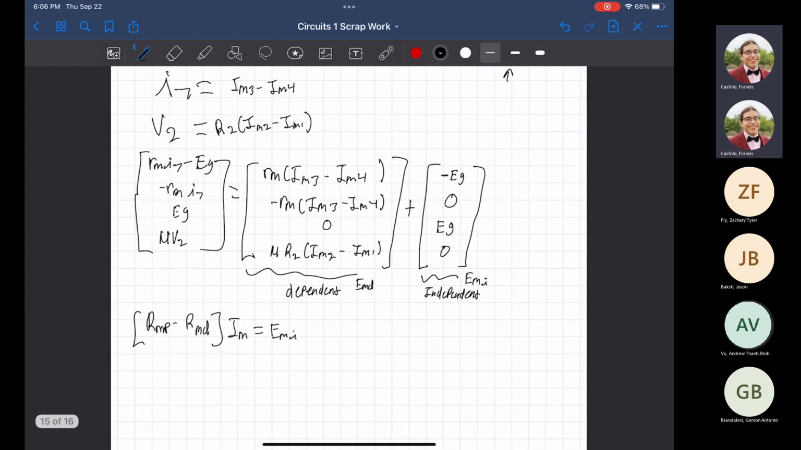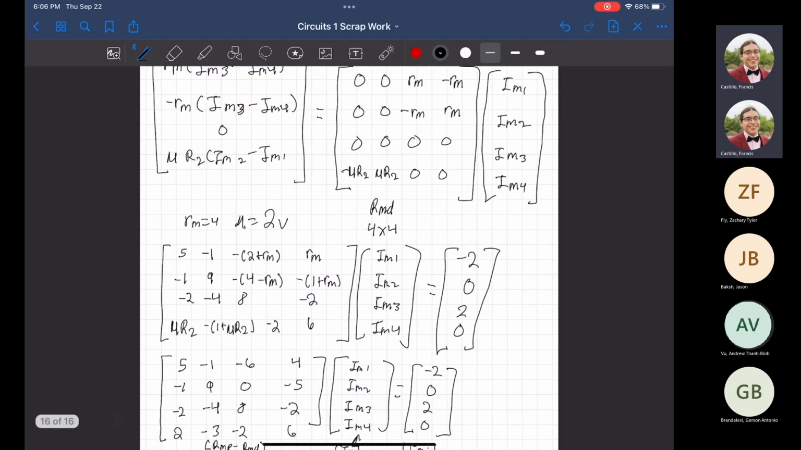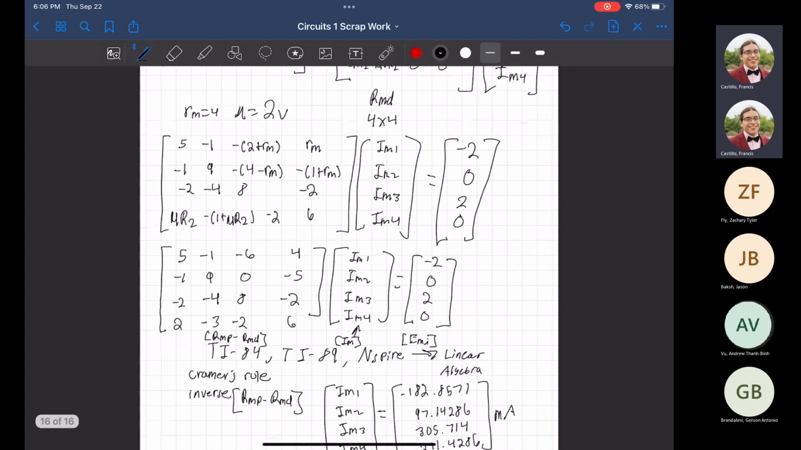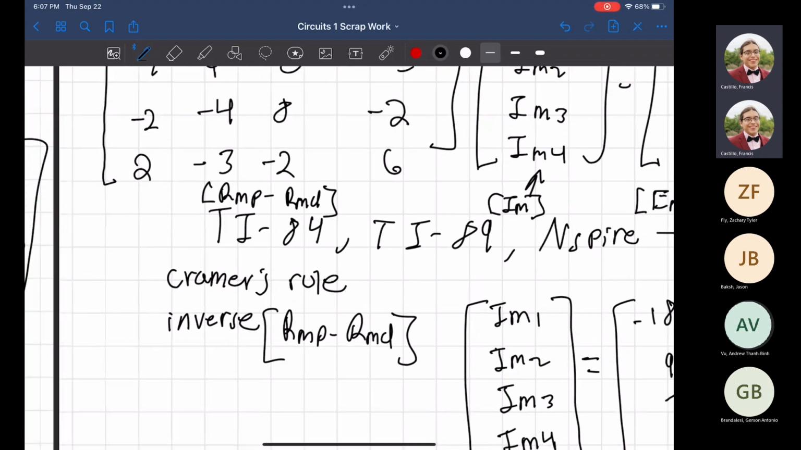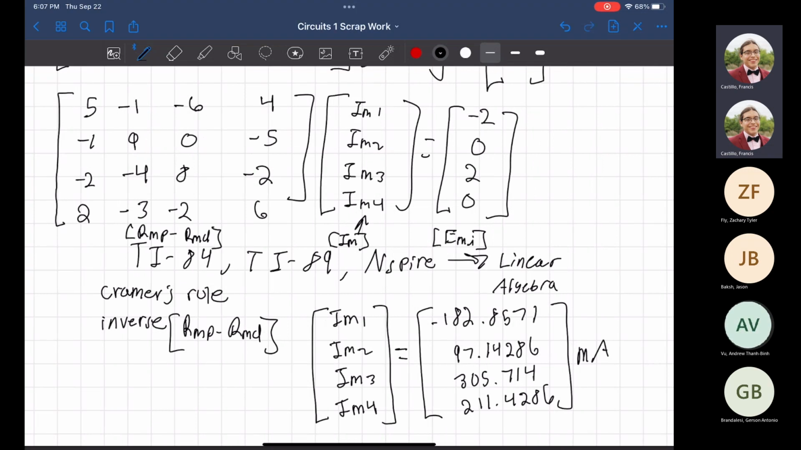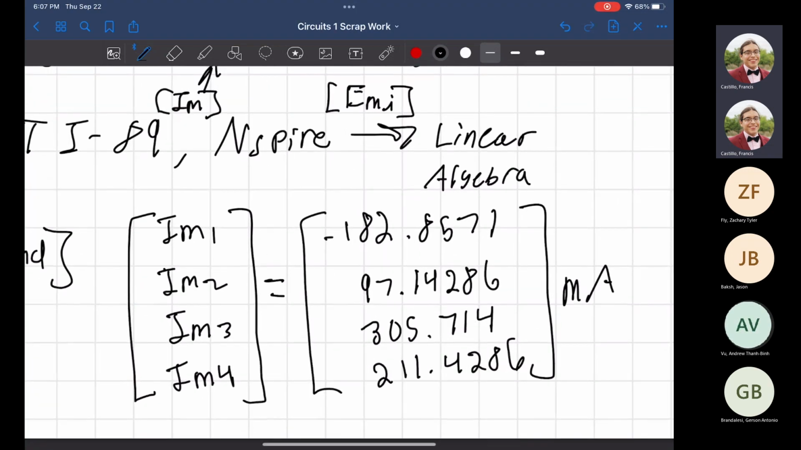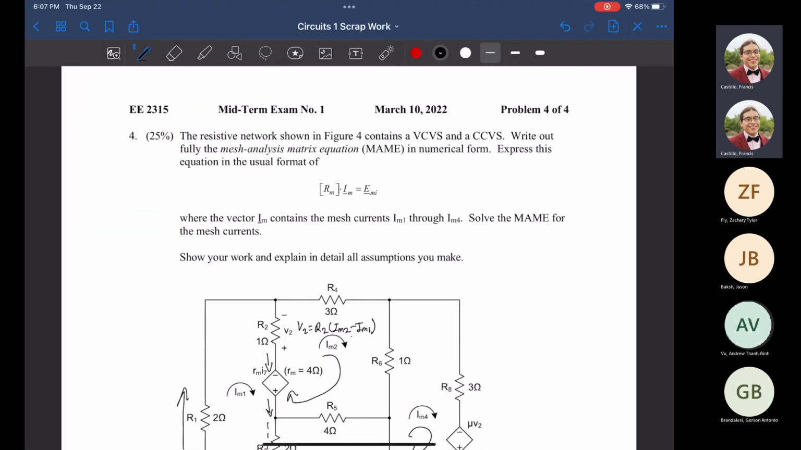We go through, substitute in, separate our dependent from our independent sources. And finally, we have our final matrix. We substitute in our known values, R_m is equal to 4, mu is equal to 2. Then using whatever method, whether it be a calculator, maybe Cramer's rule, or you can find the inverse of the matrix by hand, whichever one, you get the final mesh values right here. And that was the whole goal of the question: solve for the mesh currents.